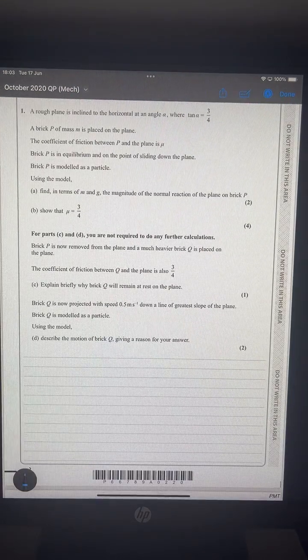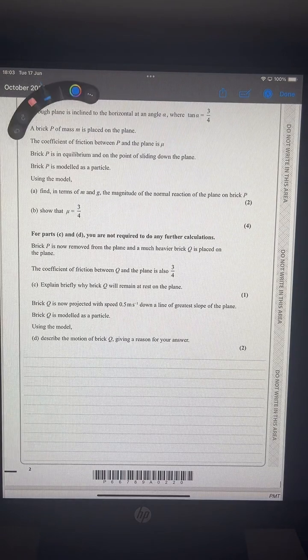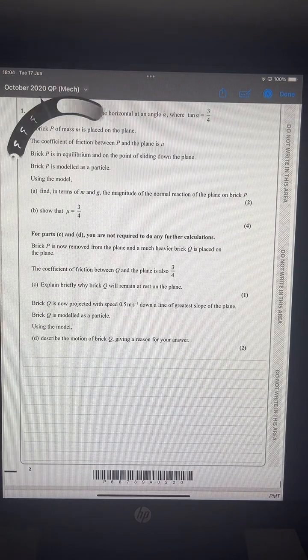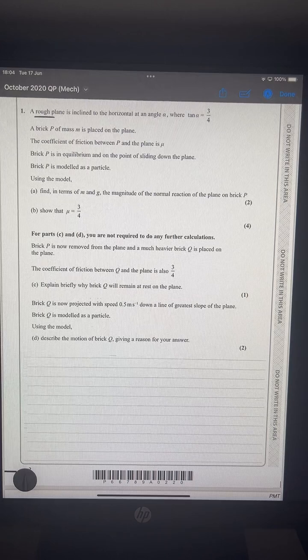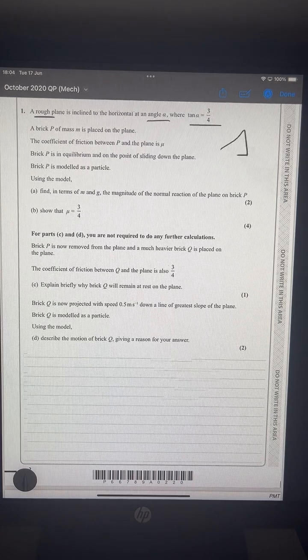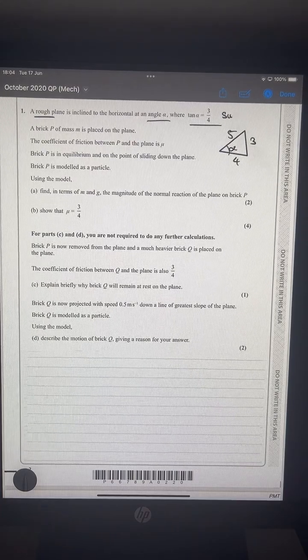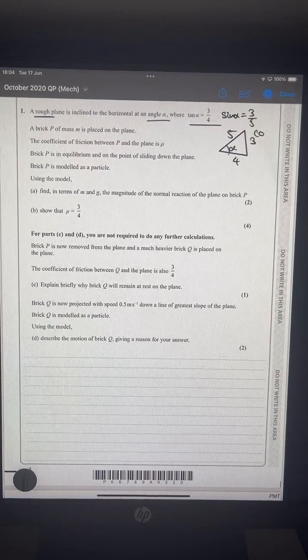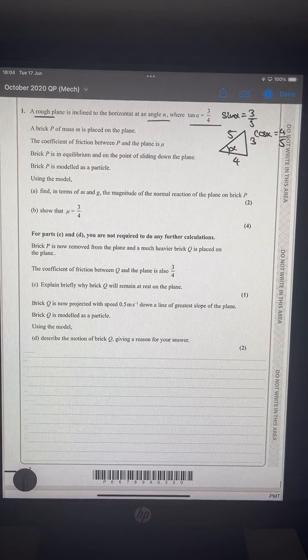All right. So a rough plane, I'm just going to change the color. Give me 1 second. A rough plane is inclined to the horizontal at an angle alpha, where tan alpha is 3/4. So straight away, I'm going to draw my triangle. That's alpha. The opposite and adjacent are 3 and 4, so this is just a 3, 4, 5 triangle. Then straight away write down what sine and cos alpha are. Sine alpha is 3/5 and cos alpha is 4/5. Write them down straight away so you have them to refer to.